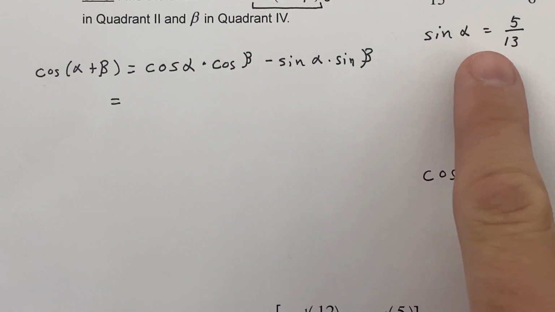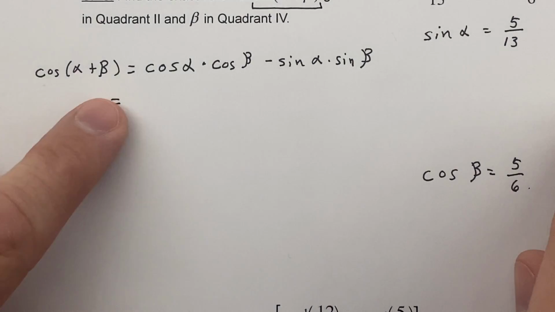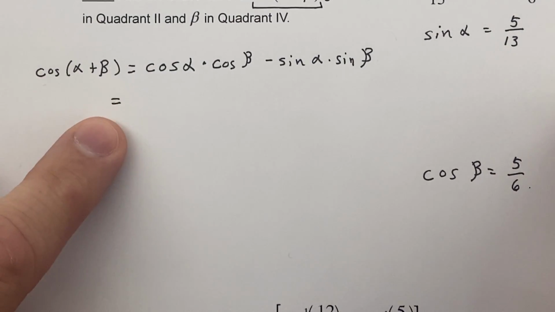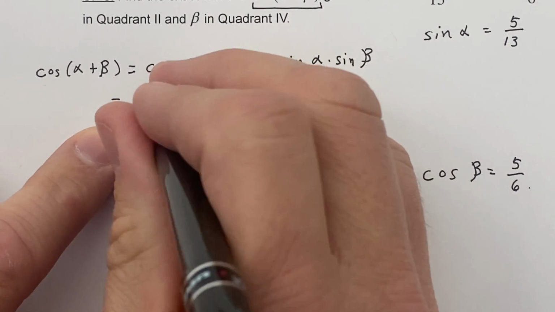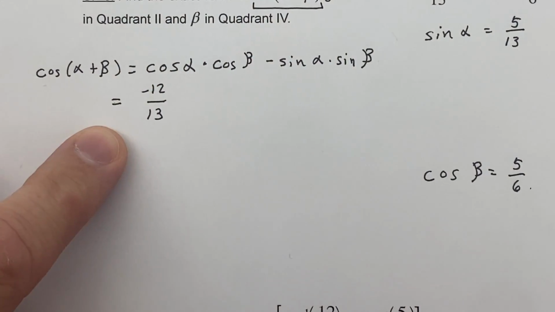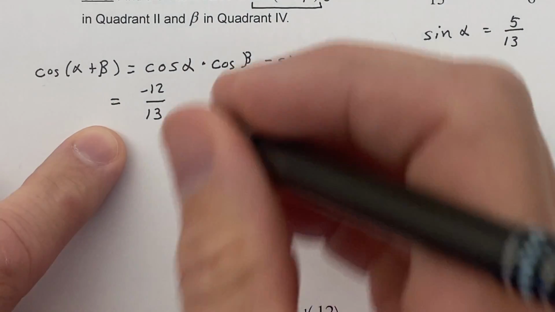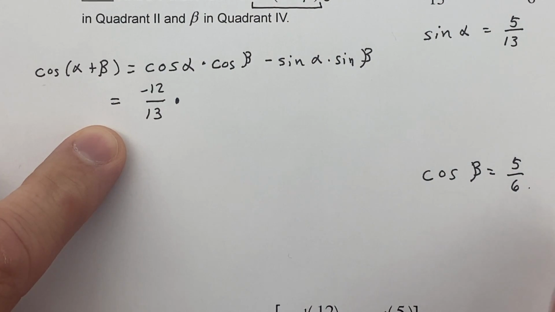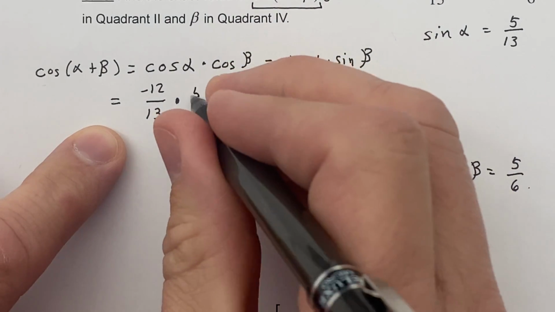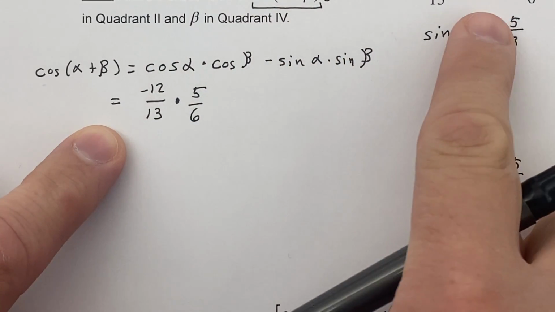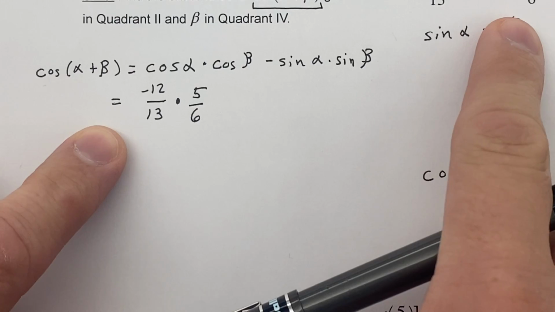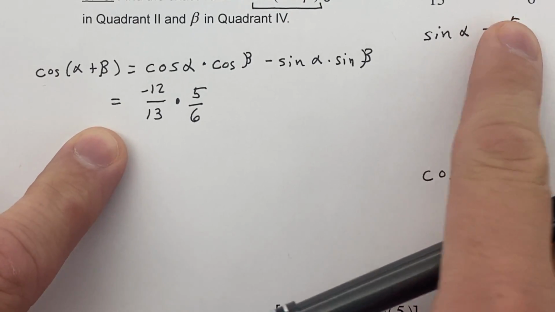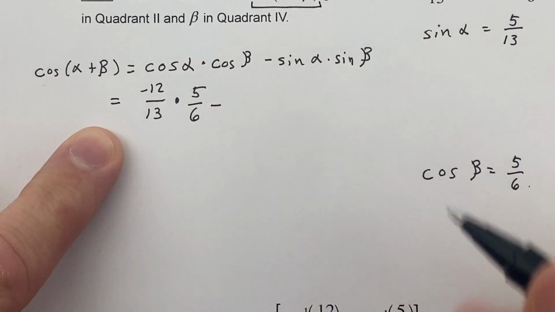Alpha was the top one, so if it's cosine adjacent over hypotenuse, so negative 12 over 13. Cosine of beta, beta was our bottom angle. Cosine again, adjacent over hypotenuse, 5 over 6. It was also given that cosine of beta was 5 over 6, so we really didn't have to go hunt that down. But there it is anyways.